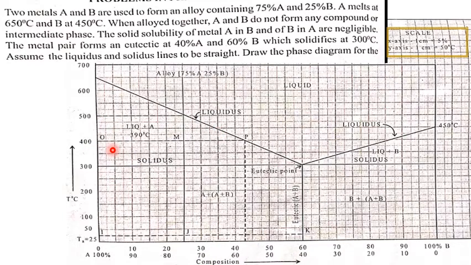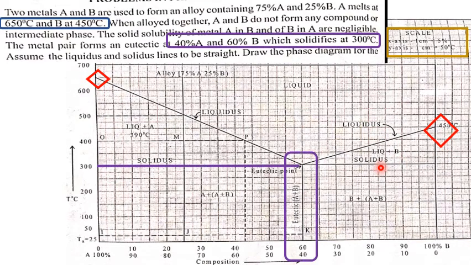Next thing is we'll take the two temperatures. So A melts at 650 and B melts at 450. So mark that one. A melts at 650 on this line, and on this line it is 450.